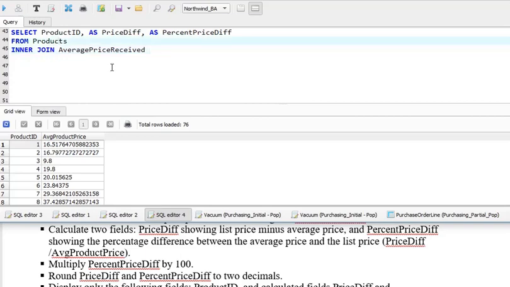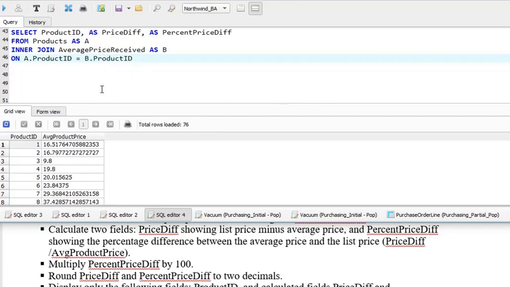And I'm going to call products A, and I'm going to call average price received B. I'm going to join these based on the product ID in both of them. And I'm using an inner join here because I'm only interested in comparing products that we have in the product table, so we have list prices, and that also have been sold. So I'm going to say on A product ID, B product ID.